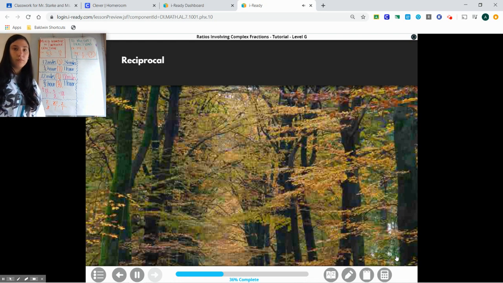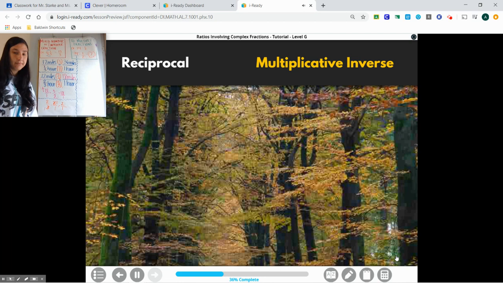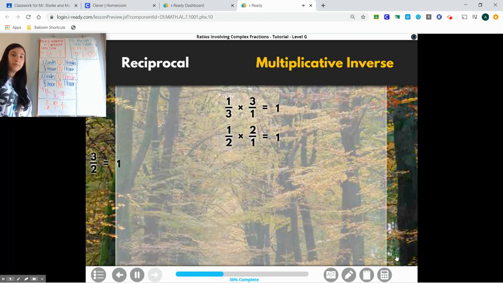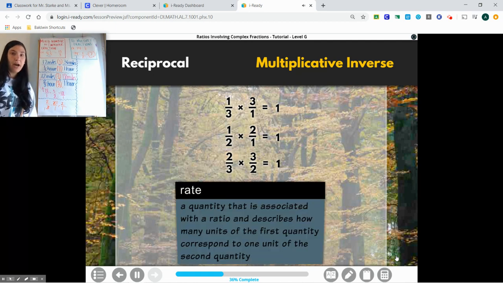That makes sense because the reciprocal of a number is its multiplicative inverse, meaning that the product of a number and its reciprocal is 1. Remember that word, inverse. Whenever we are looking for a rate, we need to find an equivalent ratio whose first quantity corresponds to 1 unit of the second quantity. So we can use the multiplicative inverse to get the one we need.